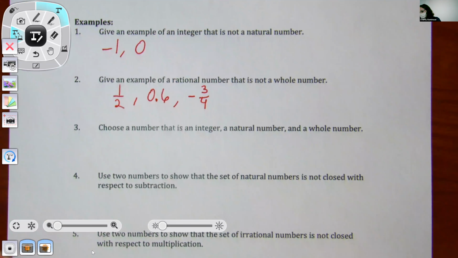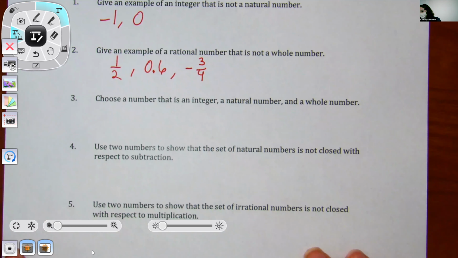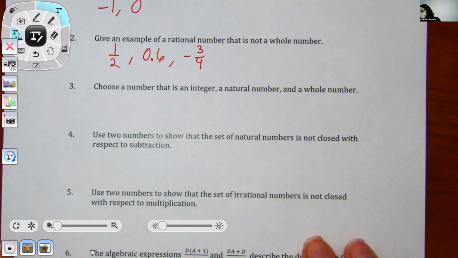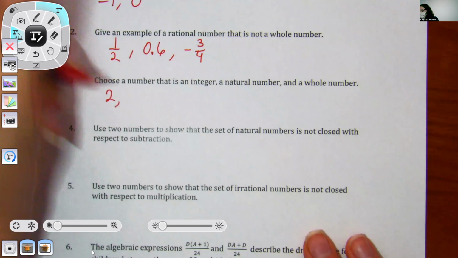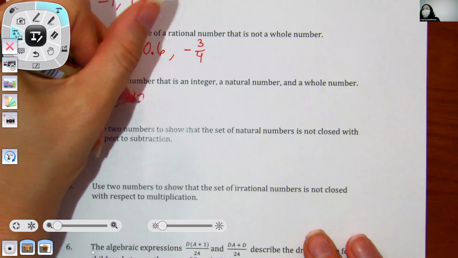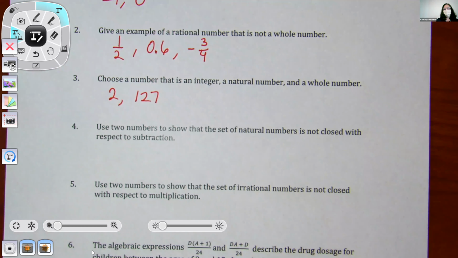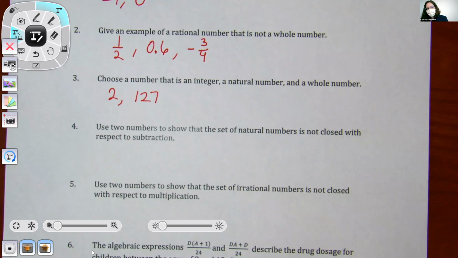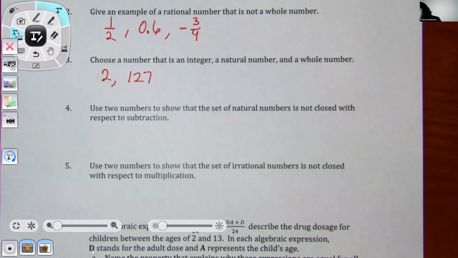All right, number 3, choose a number that is an integer, a natural number, and a whole number. 2, 127. Any natural number is also a whole number, and it's also an integer. All right, number 4, use 2 numbers to show that the set of natural numbers is not closed with respect to subtraction.